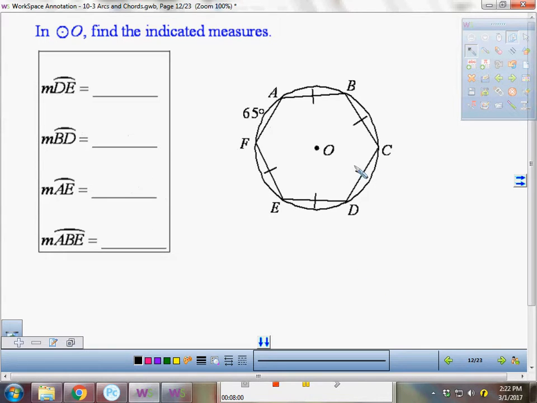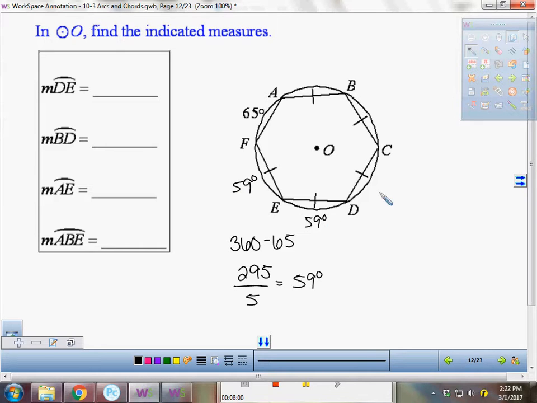All right, last one of these kind. So if you're not careful, you're going to think that this piece is equal to all of these, but it's not, because it doesn't have that congruency marker there. So I know that there's 360 total, and I know that this piece is 65. So if I take the 360 and subtract the 65, that gives me 295 degrees left between these 5 equal pieces. So I will divide by 5. So every one of those pieces is 59 degrees.